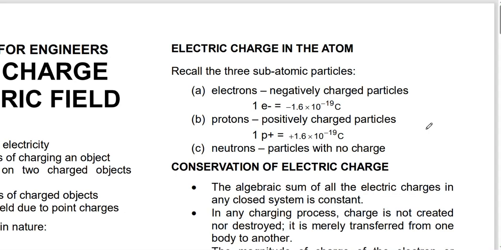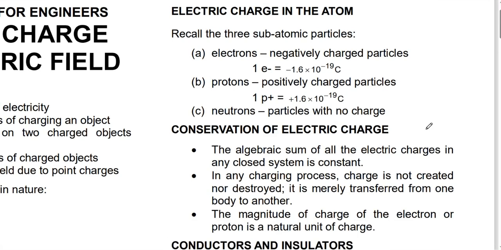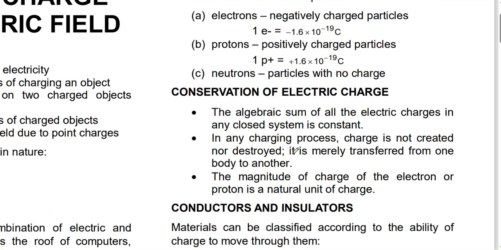So just like matter and mass and energy and momentum, electrical charges are also conserved. It is stated that the algebraic sum of all the electric charges in any closed system is constant. In any charging process, the charge is neither created nor destroyed. It is merely transferred from one body to another. Just like in energy or matter, no? And the magnitude of charge of the electron or proton is a natural unit of charge.